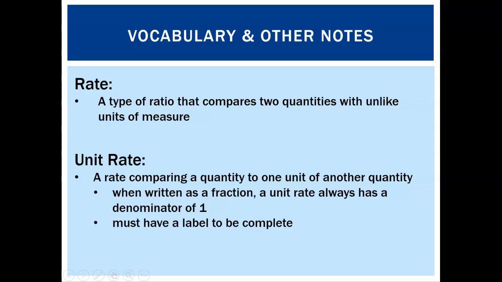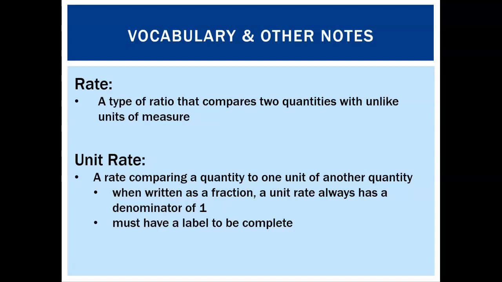Today's vocabulary words are rate and unit rate. A rate is a type of ratio that compares two quantities with unlike units of measure. A unit rate is a rate comparing a quantity to 1 unit of another quantity. When written as a fraction, a unit rate always has a denominator of 1. Also, a unit rate must have a label to be complete.